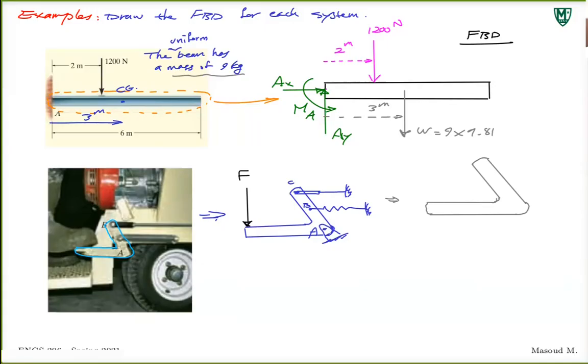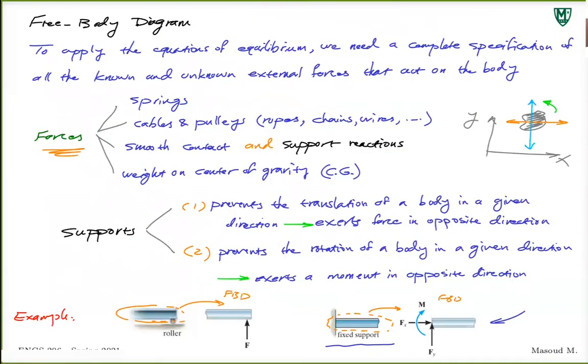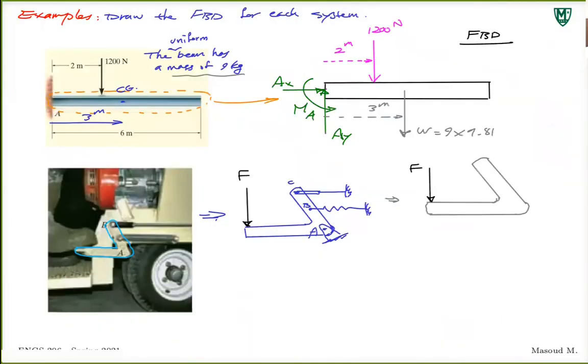What forces do I have to put there? I have F, I'm gonna put F there. That is the obvious one. All right. What forces do I have if I isolate that leveler? Think about those categories I gave you. Spring, cables, pulleys, ropes, chains, wires, smooth support reaction, weight on center of gravity. I didn't mention any weight here, so forget about weight. What do we have here?